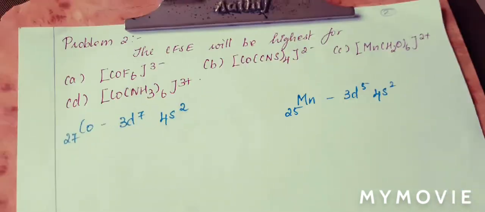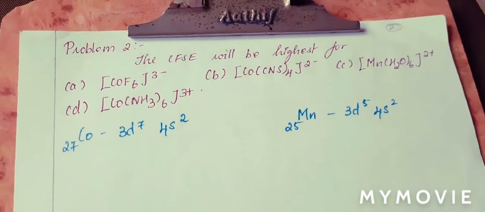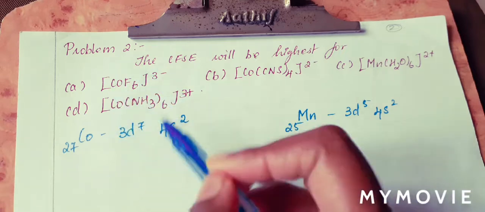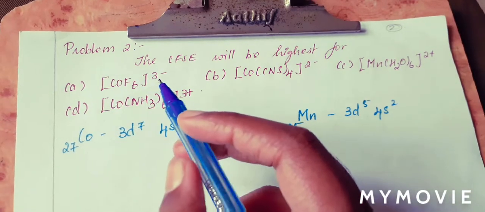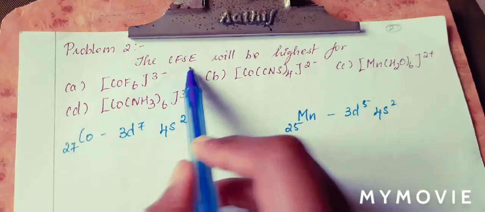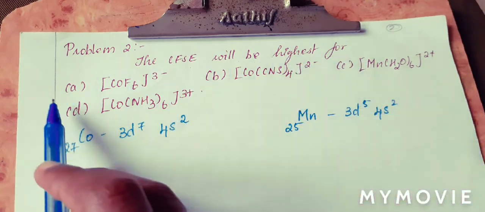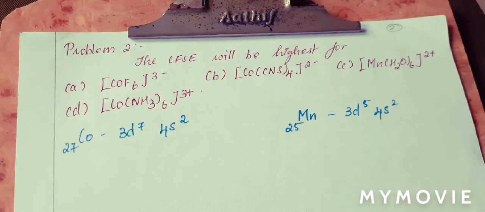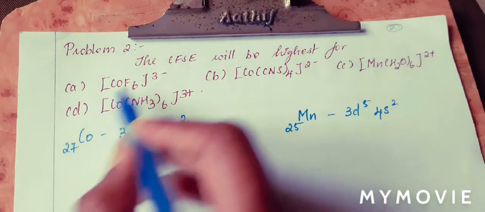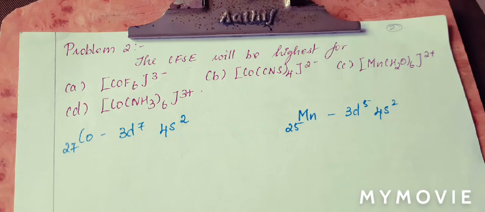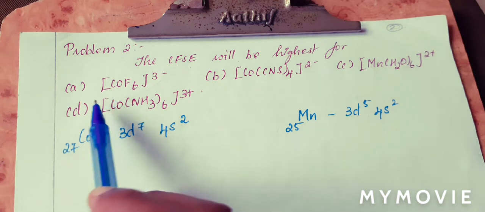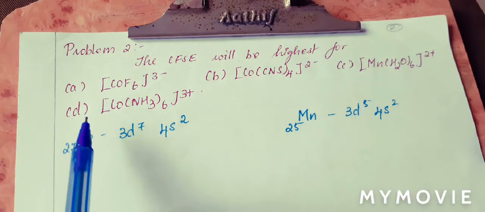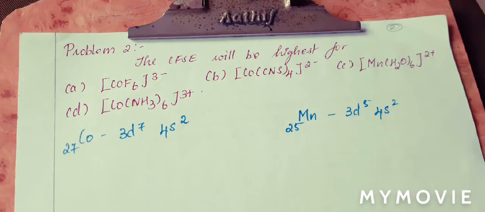So this is your second problem. This is a pretty tricky question, so let's pay keen attention to this. The CFSE will be highest for, they've given us 4 complexes. Now what we should find out is, out of the 4 complexes, which complex has the highest CFSE value, or highest crystal field splitting energy. Now, the options have complexes that involve cobalt and manganese.